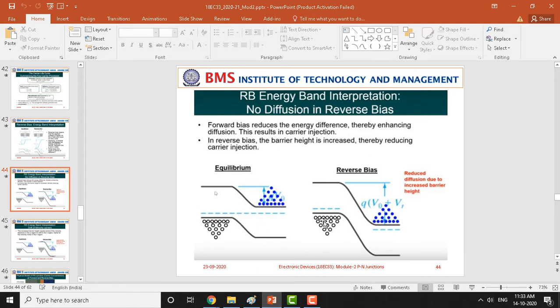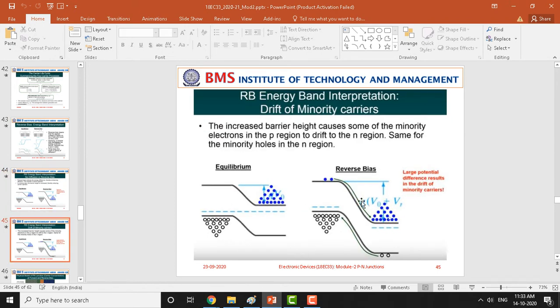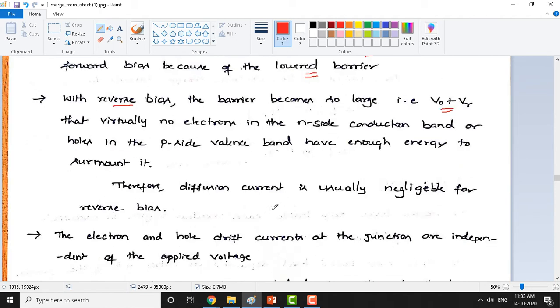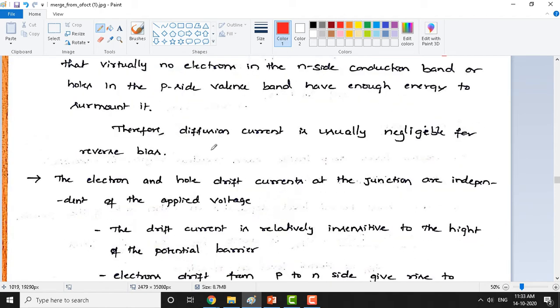Okay, so that drift will happen, and it will keep attracting minority charge carriers on either side. This is what you are seeing here. You can see minority carriers are moving now. They are drifted by the electric field established at the junction, and holes on the n side drift to the p side. Okay, so those things are explained here. You can go through all these points here.